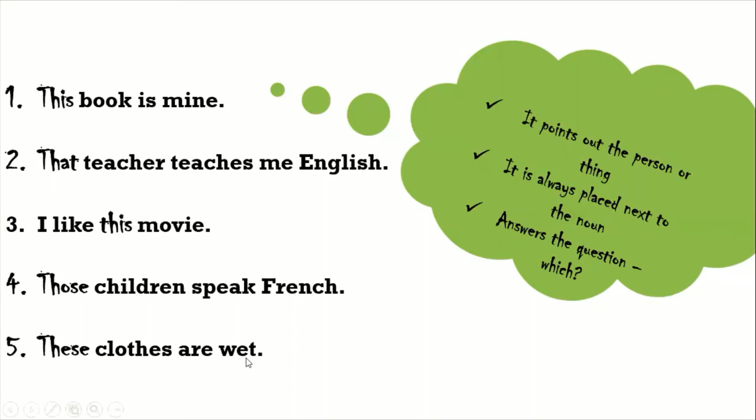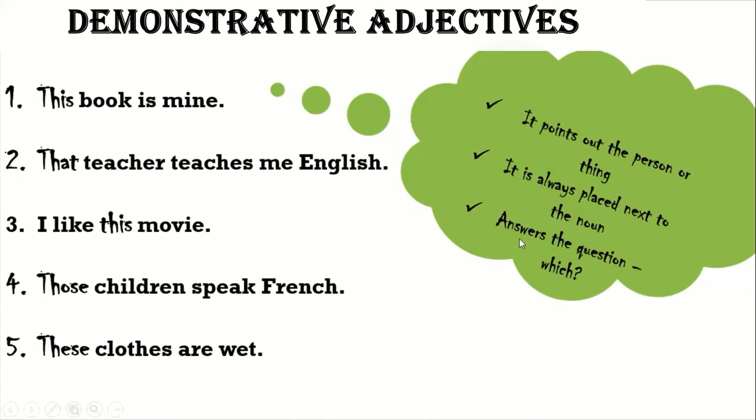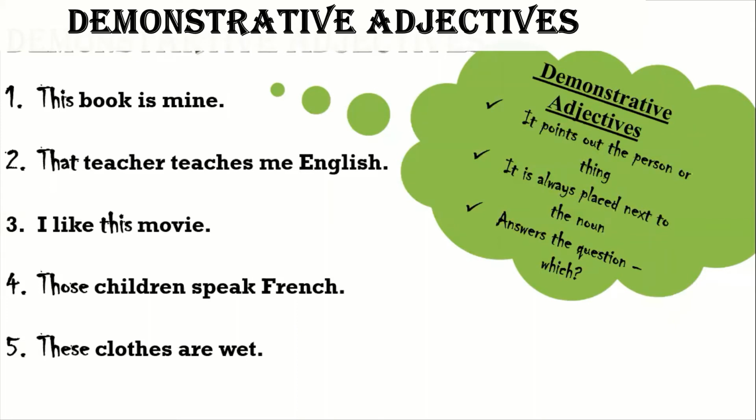These clothes are wet. Let me ask the question and see. Which clothes are wet? These clothes. Again you're pointing out and answering the question, saying these clothes are wet. So see, these are the highlighted points. When all these come, it's called demonstrative adjectives. Okay, this is the 6th kind of adjective, that is demonstrative adjectives. Okay, these are the examples.